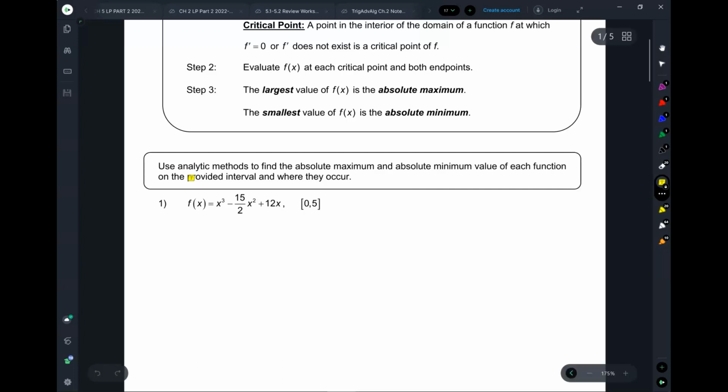So here it says, use analytic methods to find, here's the keyword, the absolute maximum and the absolute minimum value of each function on the provided interval where they occur. I've underlined the two terms you need to be alert of: absolute maximum, absolute minimum. Now you look, is there a closed interval? Oh my gosh, there is a closed interval. So when we have absolute min and absolute max on a closed interval, these three together scream EVT. Okay?